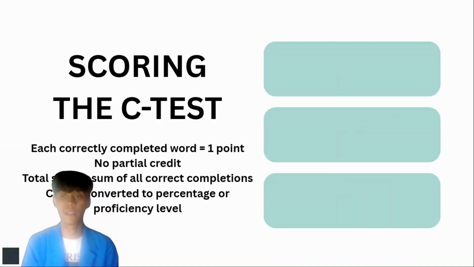Next, scoring the C-test. Scoring is straightforward, which makes the C-test reliable because each item has a clear correct answer. Teachers can easily ensure inter-rater consistency.